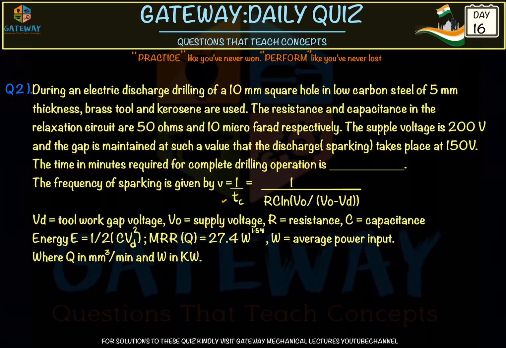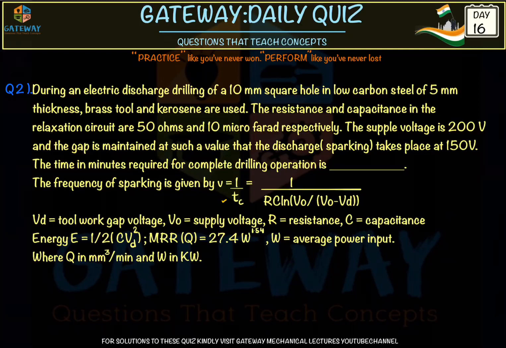And here energy, generally we know when a capacitance and voltage circuit is used, the energy delivered is half CV square. So here, since it is delivered in the form of discharge during spark production, it is half C Vd square. And MRR, here a relation for MRR was given in terms of average power input, right? And then MRR is given as 27.4 W to the power 1.54, and the capital W is said to be average power input, where Q is in mm cube per minute and W in kilowatts.